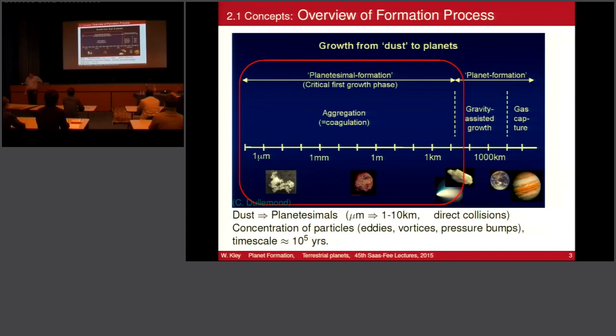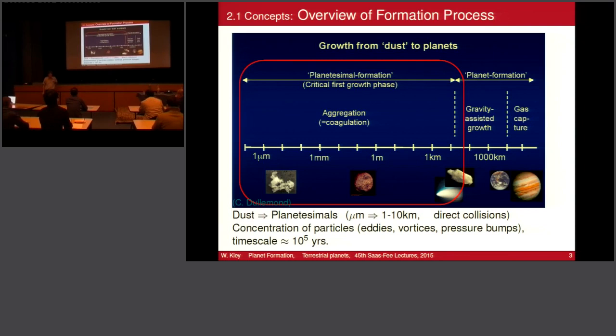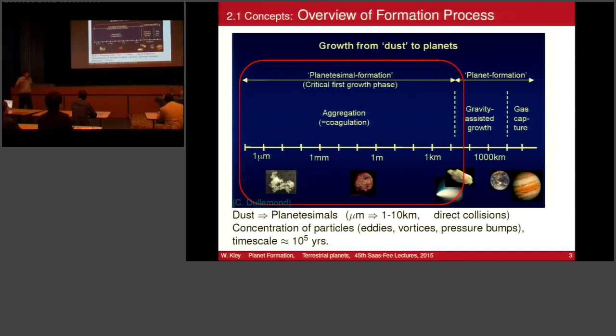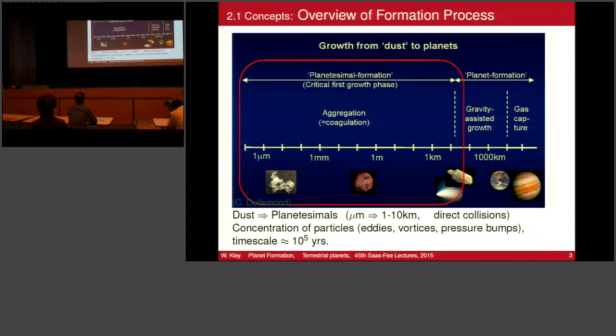One question of yours relating to this was, how long does this process take? This, I have to say, is not known entirely. It depends on these growth enhancement processes that I mentioned yesterday. How well can you condense the dust in the disk to enhance the collision rates between the particles and to reduce the relative velocity to such values that you have an easy growth?